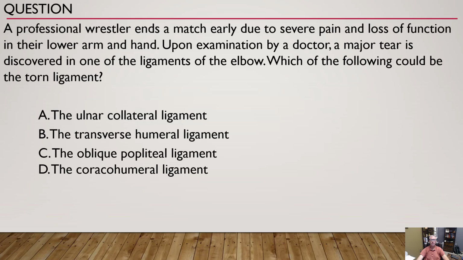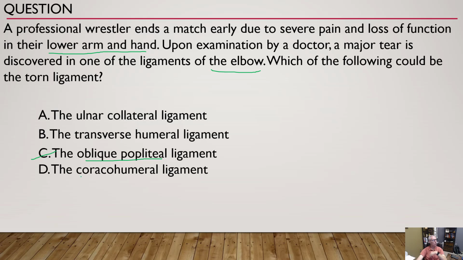All right, so a professional wrestler ends a match early due to severe pain and loss of function in their lower arm and hand. Upon examination, a major tear is discovered in one of the ligaments of the elbow. So basically, we're looking at the elbow. Which of the following could be a torn ligament? Oblique popliteal. So popliteal is the knee. Ulnar collateral ligament, transverse humeral ligament, coracohumeral ligament.